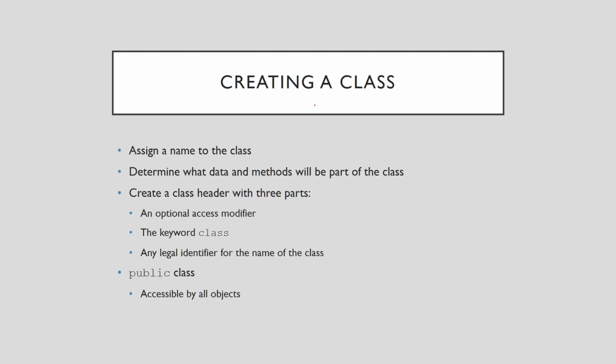Now, to create a class, we have to use a name, that is any legal identifier. After creating a class name, we have to determine what data and what methods will be part of the class. Just like for a fish, what are the data that are needed for a fish? Just like assigning a breed, a name, an ID, for example, if you will assign an ID for each of the fish.